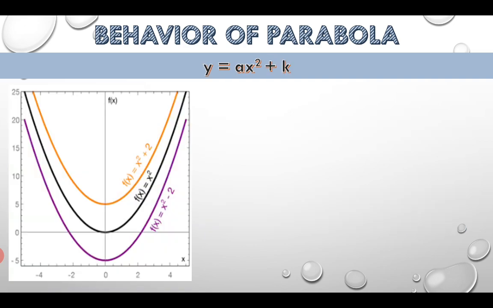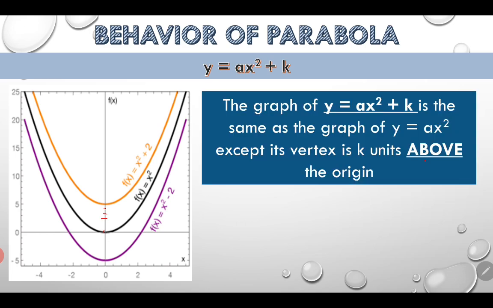Now, if the quadratic function is y equals ax squared plus k, the plus k means the graph is shifted above by k units from the origin. So the graph of y equals ax squared plus k is the same as the graph of y equals ax squared, except its vertex is k units above the origin.